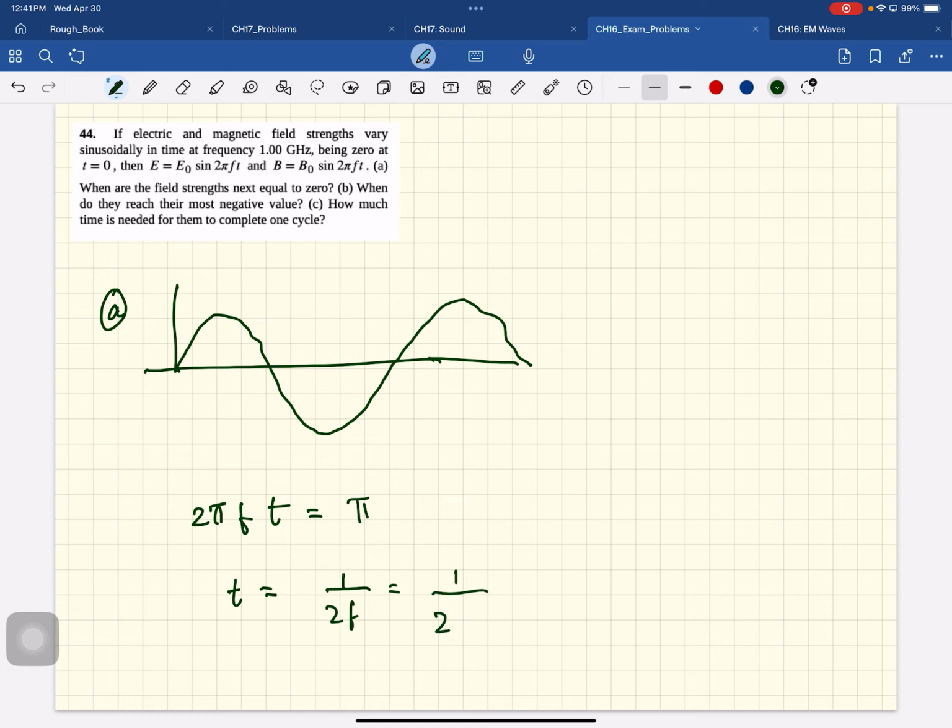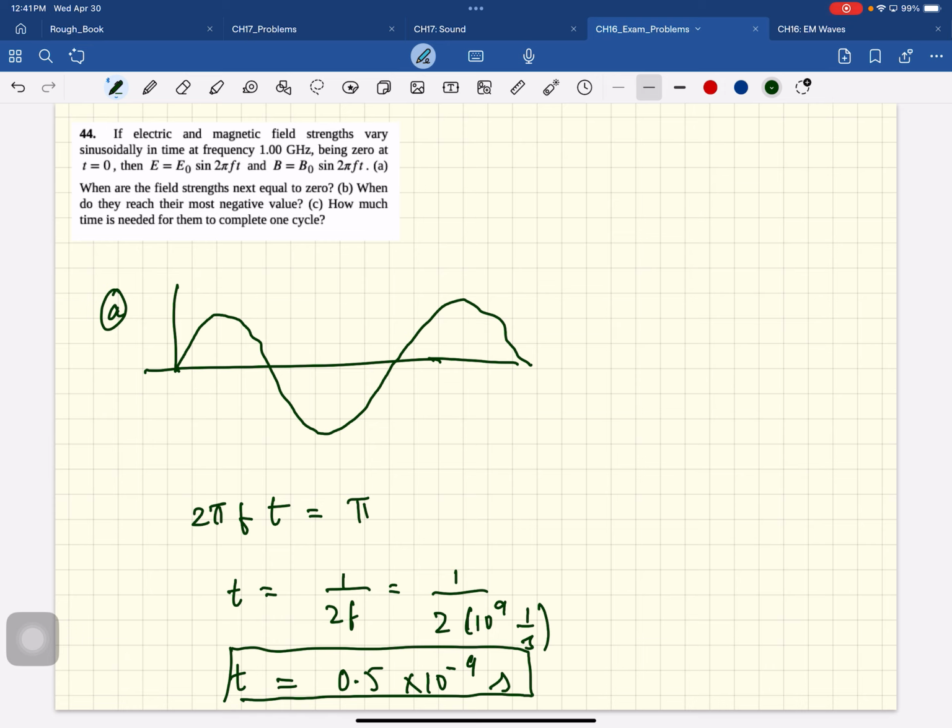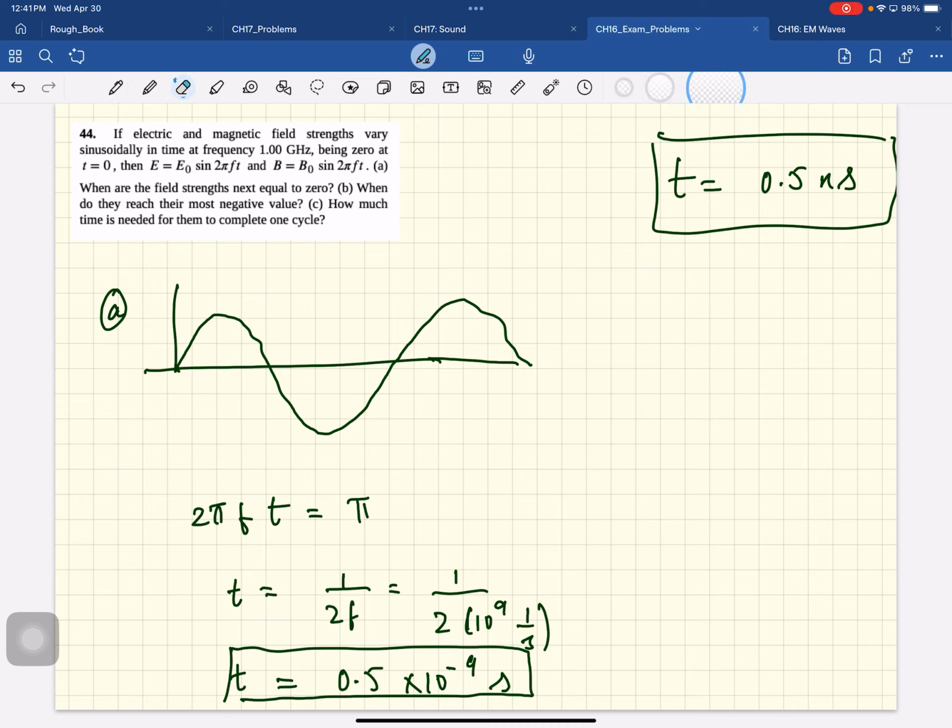1 over 2 times the frequency, which is a gigahertz, 10 to the 9 hertz. Hertz is 1/seconds. So 0.5 times 10 to the minus 9 seconds. Half a nanosecond later, at t equal to 0.5 nanoseconds. And so the period is 1 nanosecond.